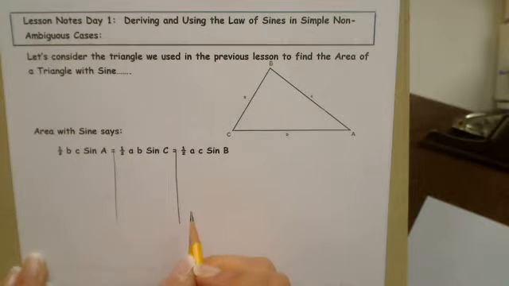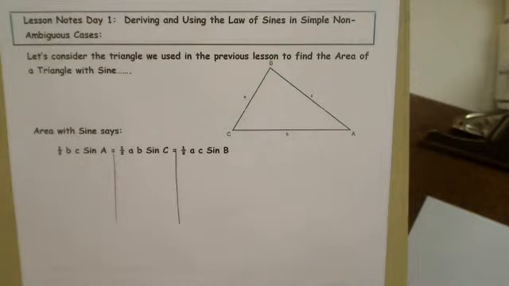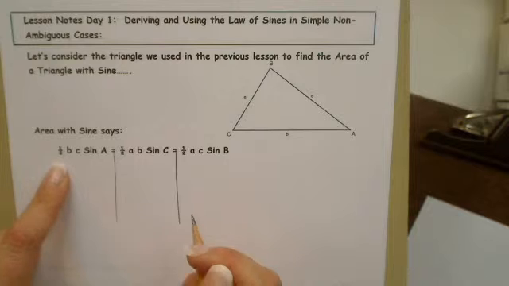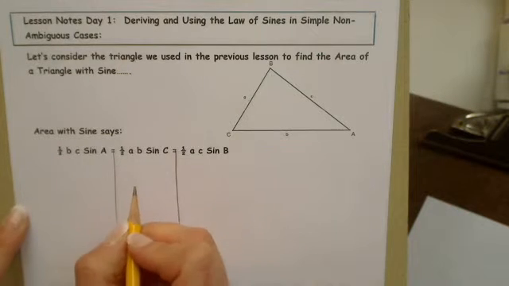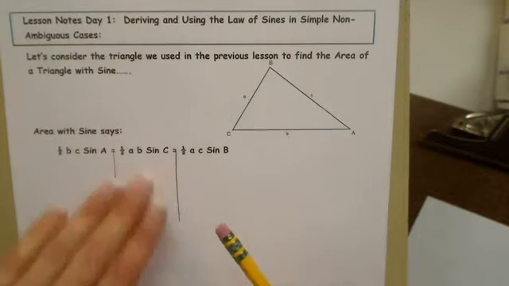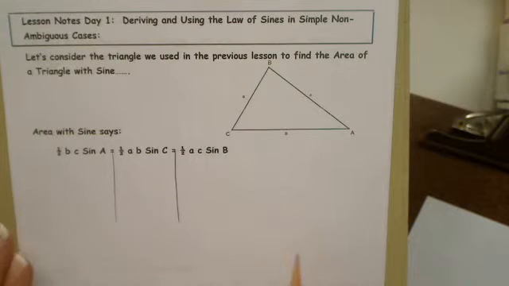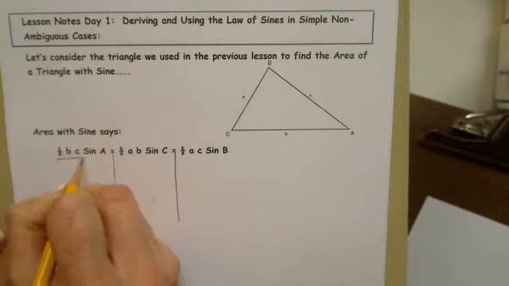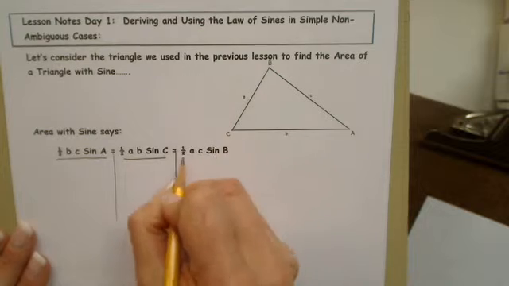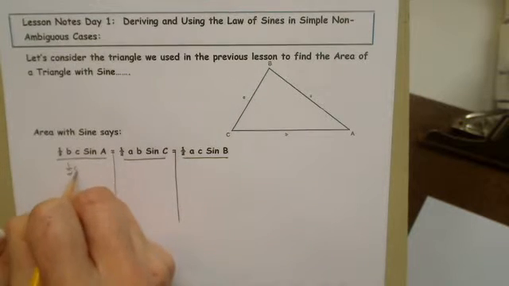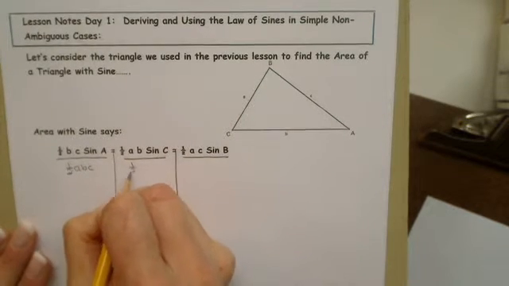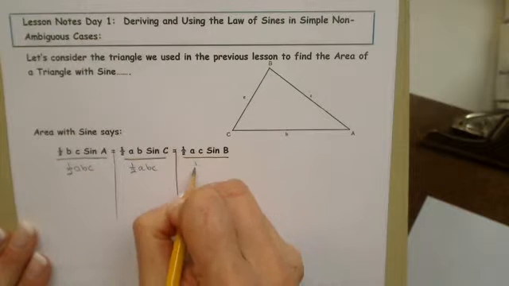So you can think of this as an equation with 3 sides because the area of the triangle will remain the same regardless of which two sides and angle you use to find its area. What we're going to do is take this area with sine and use it to get a law of sines for the triangle. We are going to divide each of these expressions by 1/2 ABC and see what happens.